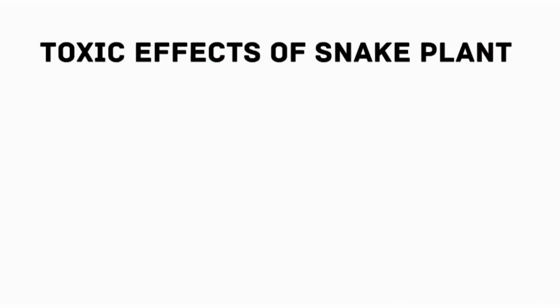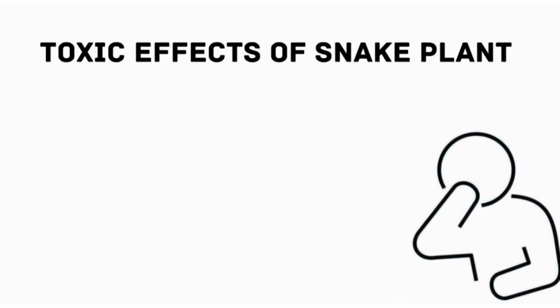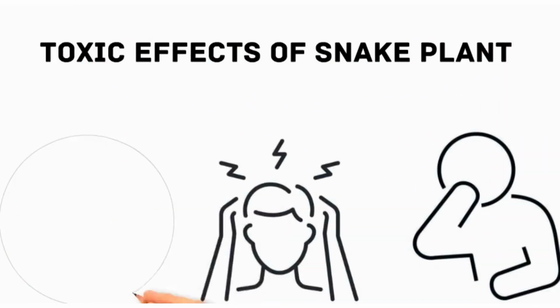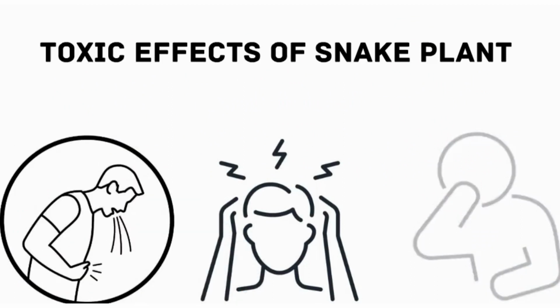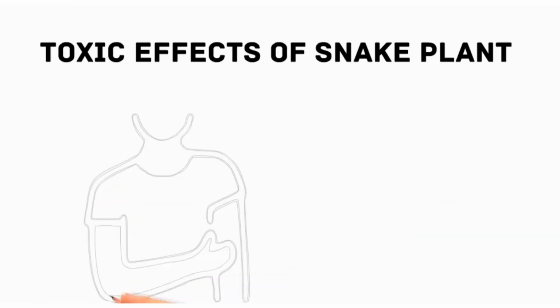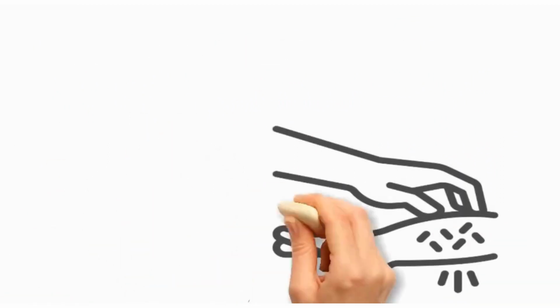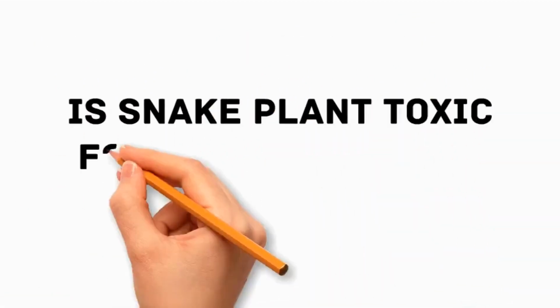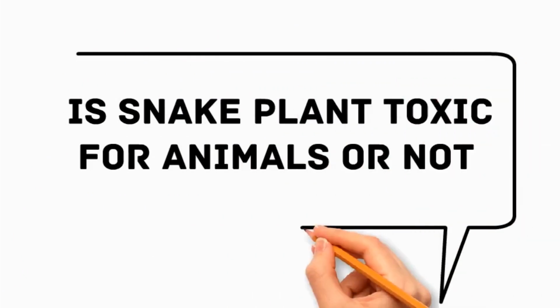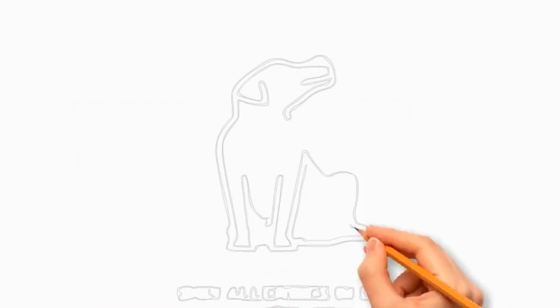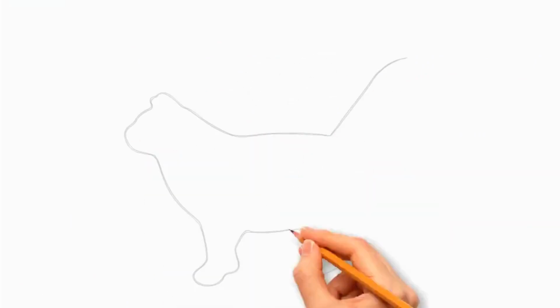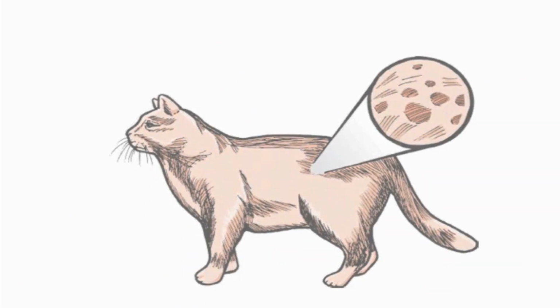Here are some toxic effects of snake plant. It causes nausea, severe headache, and vomiting. Their leaves contain a poison that can cause swelling and produce allergic effects. Besides humans, is snake plant toxic for animals or not? They cause hypersalivation, dilated pupils, and gastrointestinal distress in dogs. Saponins cause severe illness in cats.